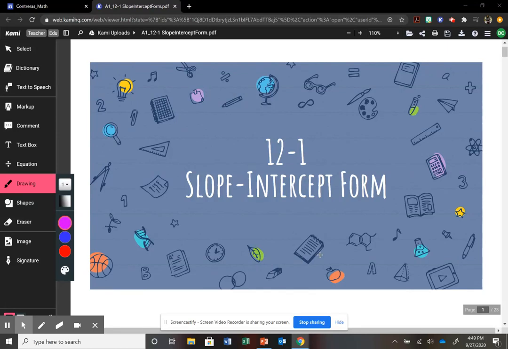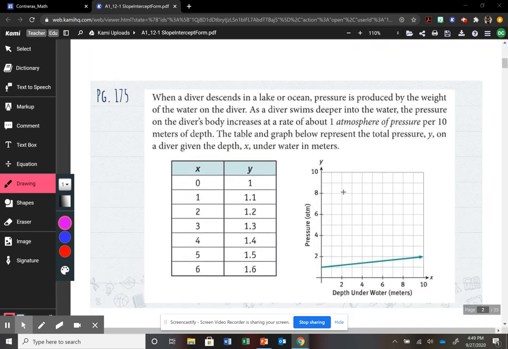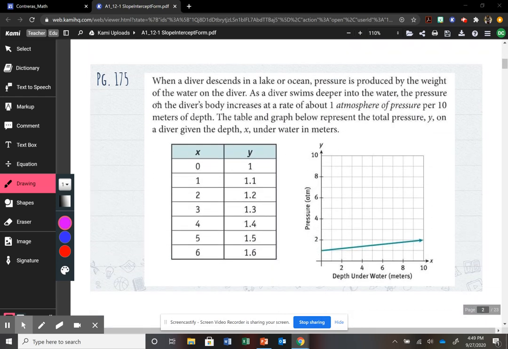Hello, this is a video for slope intercept form. Okay, so we're going to be working out of our Algebra 1 books. So go ahead and turn to page 175. We're going to start with working on a problem in context.